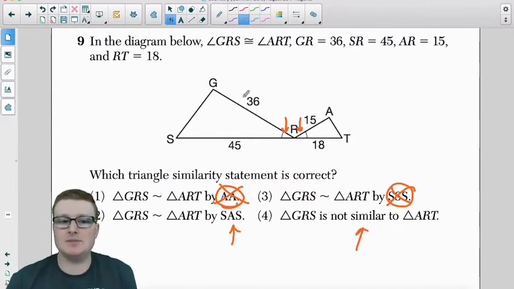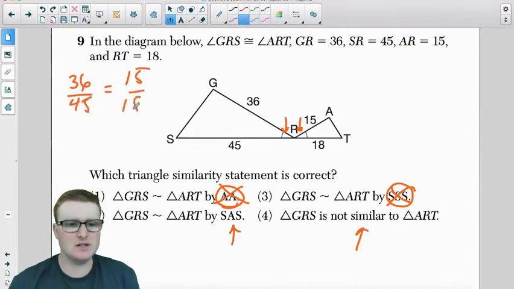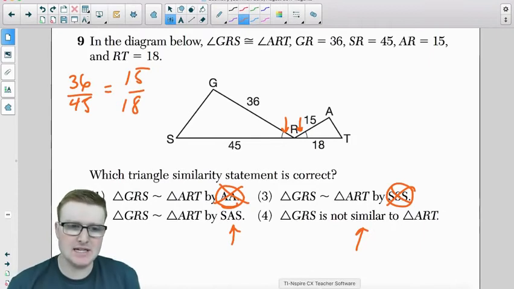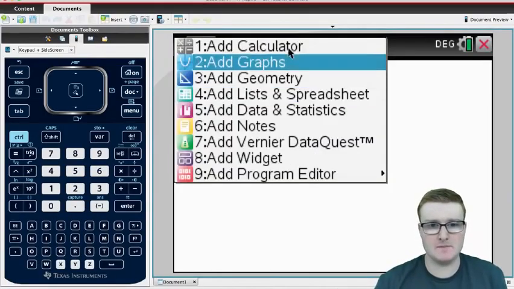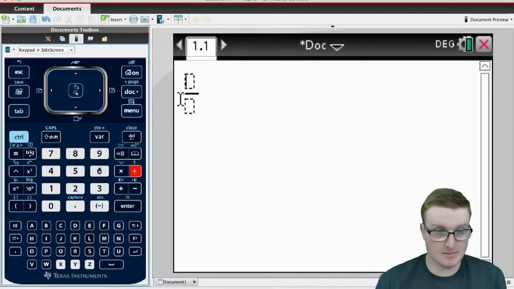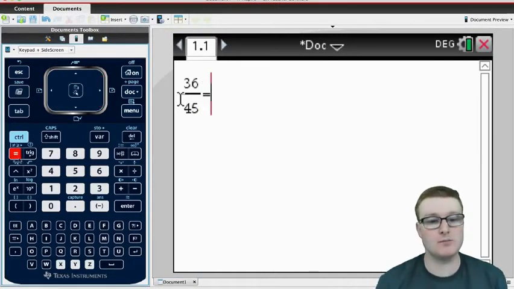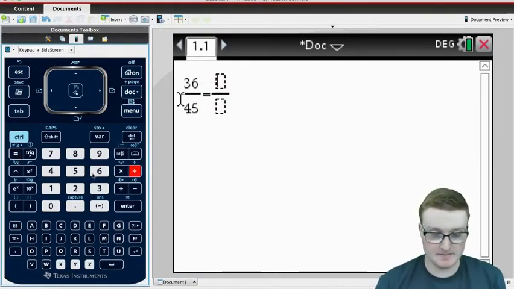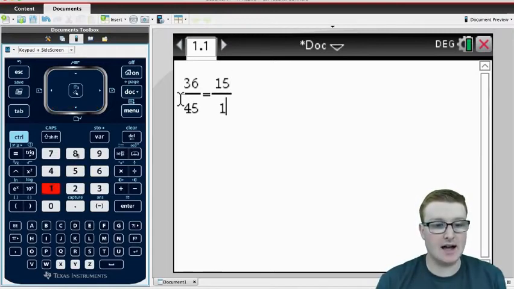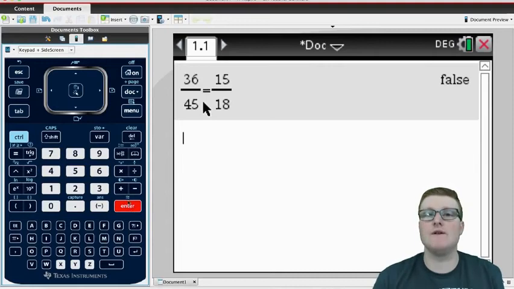Let's go ahead and set up these proportions. Let's do 36 over 45. Is that equal to 15 over 18? Now, if you have the TI Nspire, this will go very quickly for you. You can actually type in the fractions. If you type in control division, 36 over 45, and there's an equal sign right underneath the blue control button, if you press equals, control division, 15 over 18, it will tell you if these fractions are the same, and the answer is false.